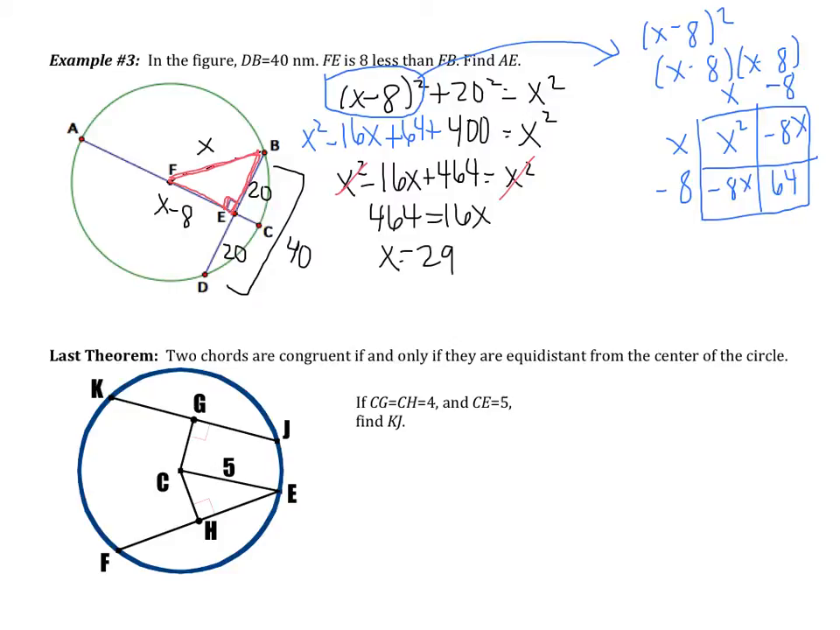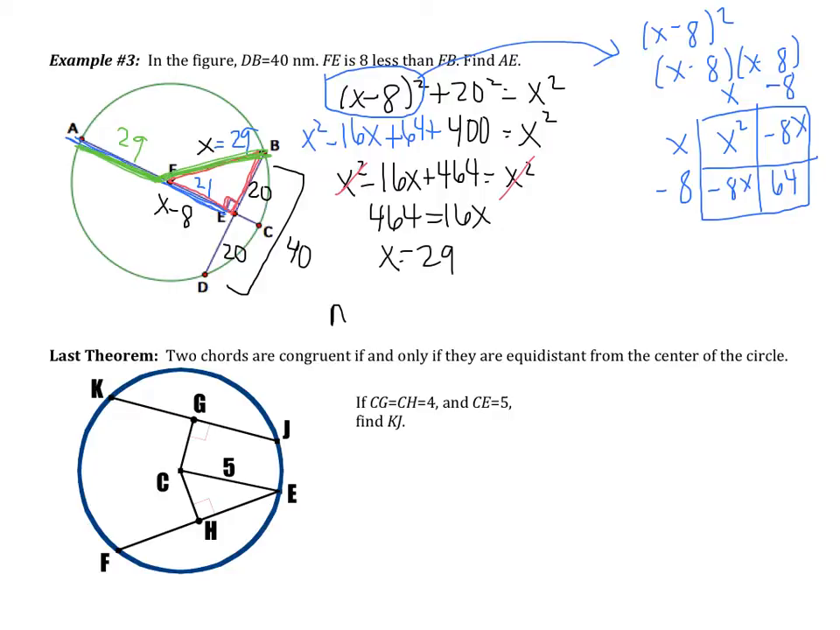So I'm going to substitute that 29 back into my figure. I have 29 here, and then FE is x minus 8, 29 minus 8, so it's going to be 21. Now we are asked for AE. We know the FE part, but we still need the AF part. Hopefully what you notice is that AF is a radius, so it's going to be congruent to FB. FB is 29, so AF is also going to be 29.